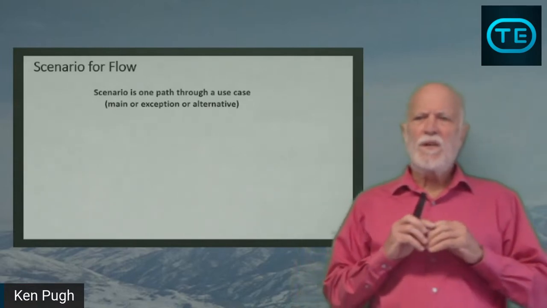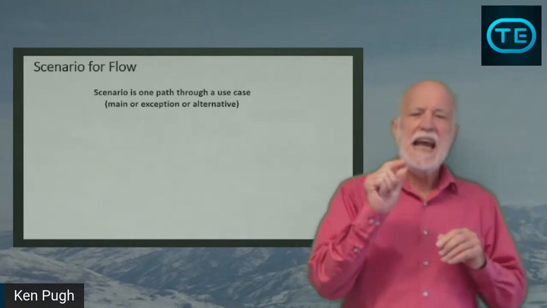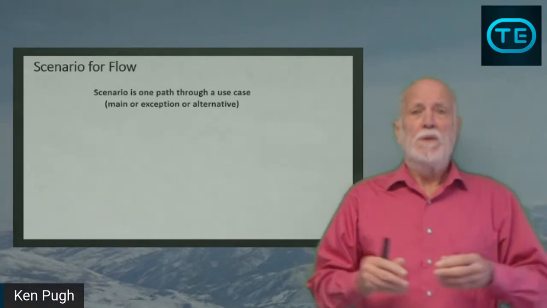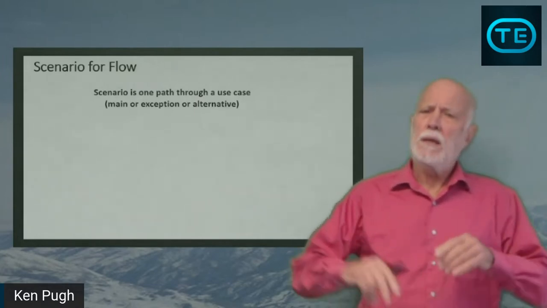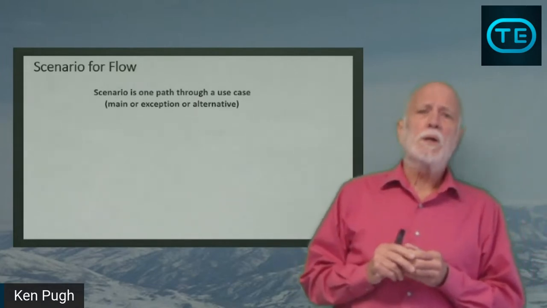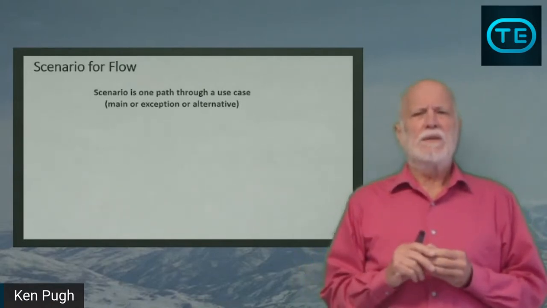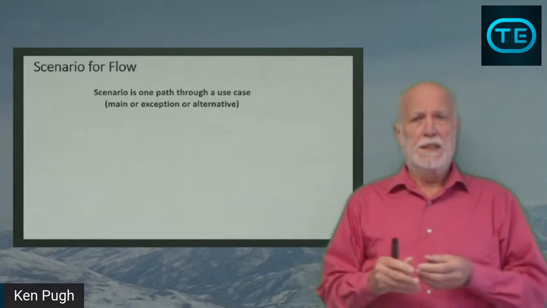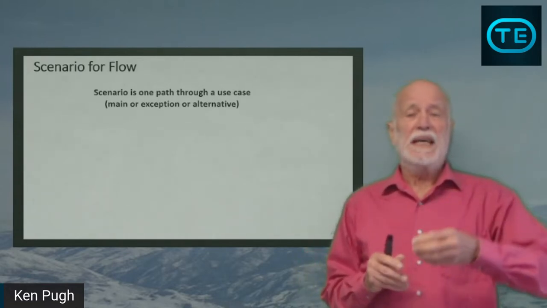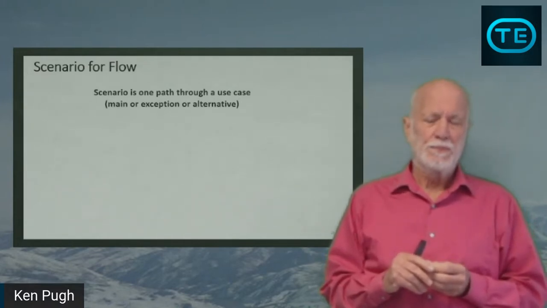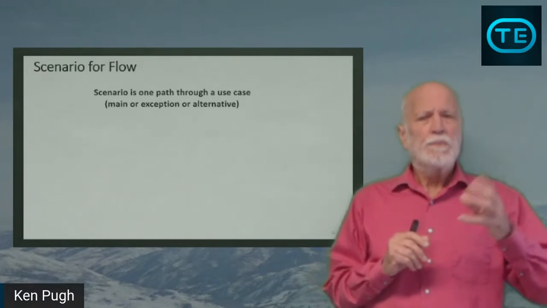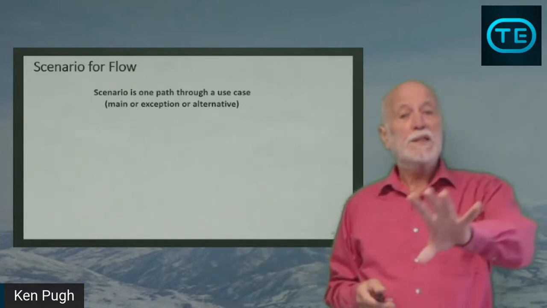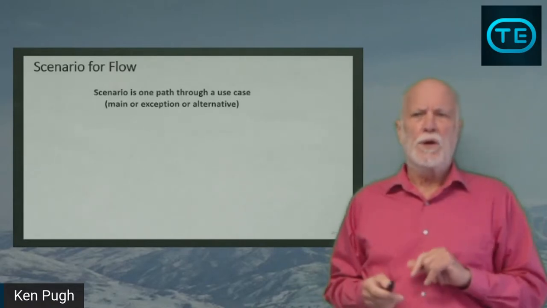The scenario for flow. A scenario is one path through a use case. Now, I know you've been talking about use cases and everything. Alistair Cockburn had a book on use cases, a whole series of them. And use cases can be a little more complicated than just a simple little thing. They can include alternatives, exceptions, and everything else. A scenario is simply one path through that use case. Maybe it's the main path. Maybe it's an exceptional path. Maybe it's an alternative path.